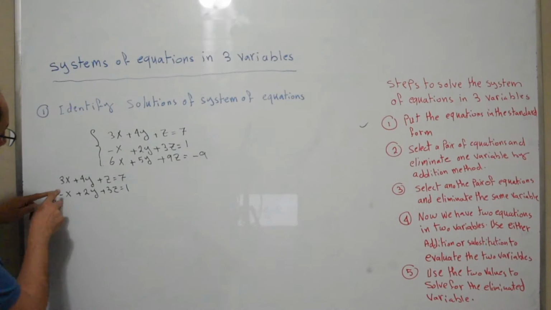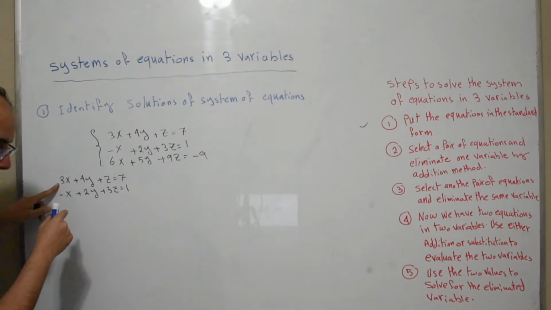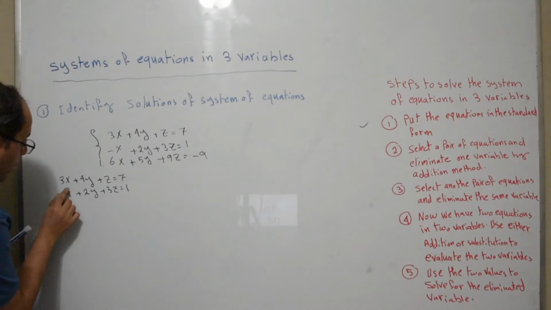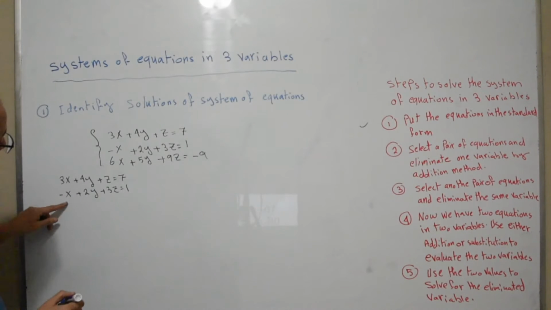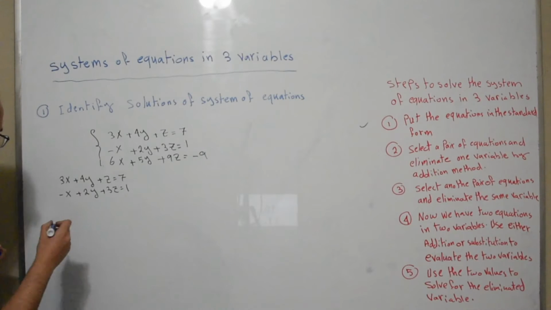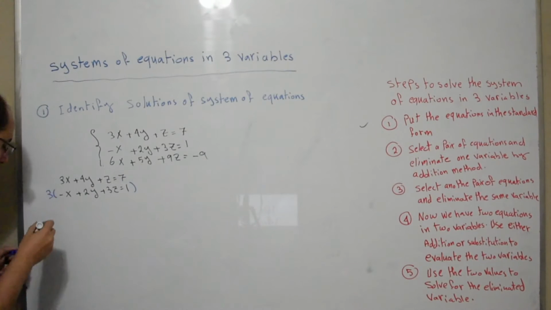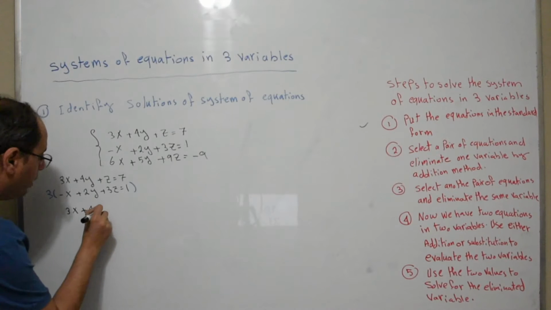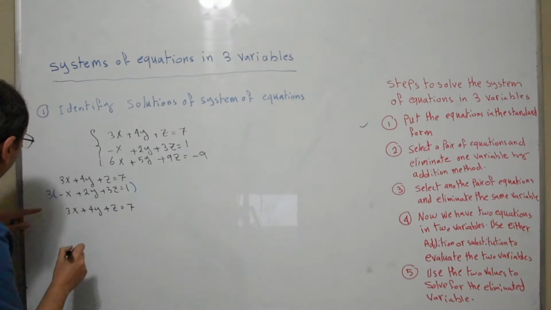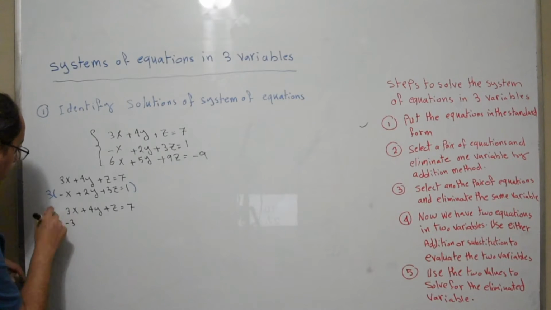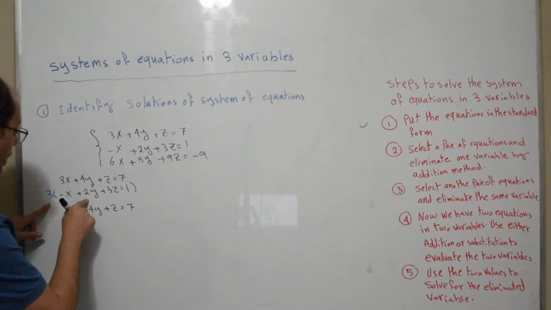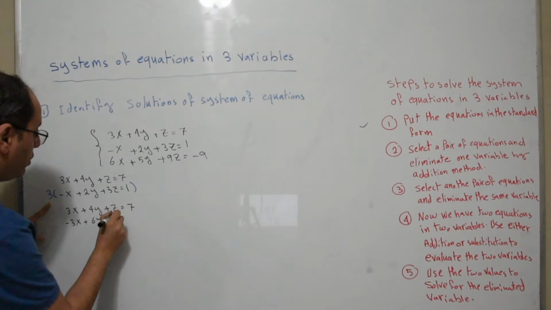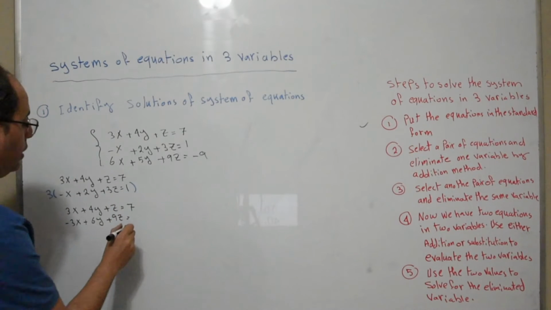Okay? So how can I have 3x here? I need how much x to make that 0? Negative 3x. So now I have to make this x here negative 3. I have negative 1, so I have to multiply by 3. So I'm going to multiply the second equation by 3. Let's write the system again. I have here 3x plus 4y plus z equals 7. And then I multiply, so 3 times negative x is negative 3x, 3 times 2y is 6y, plus 3 times 3z is 9z, equals 3 times 1 is 3.